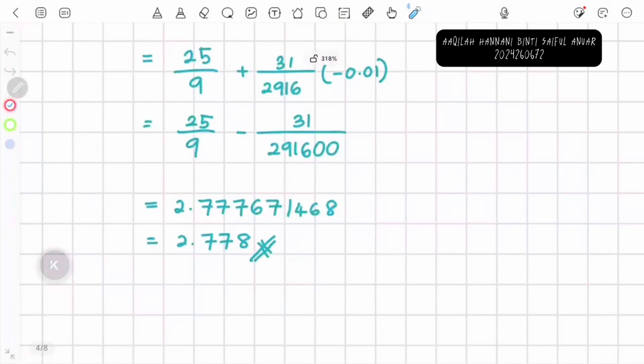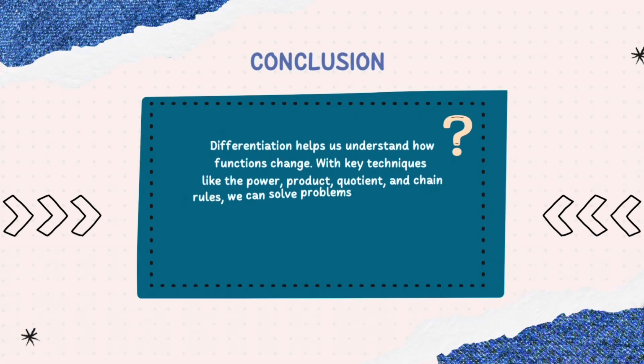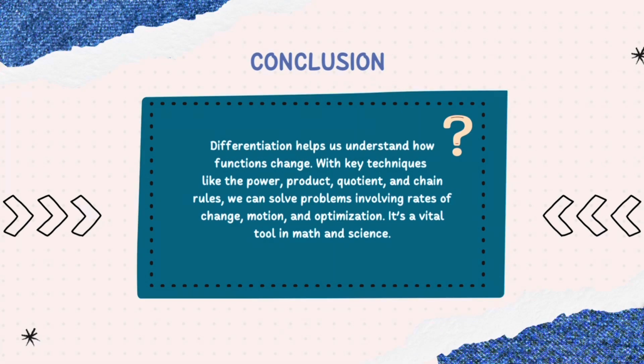That's all. In conclusion, differentiation helps us to understand how functions change. If we know the key techniques such as the power, product, quotient and chain rules, we can solve problems involving rate of change, motion and optimization.